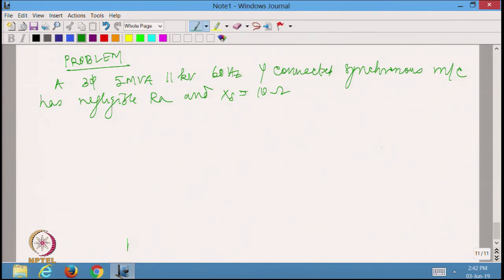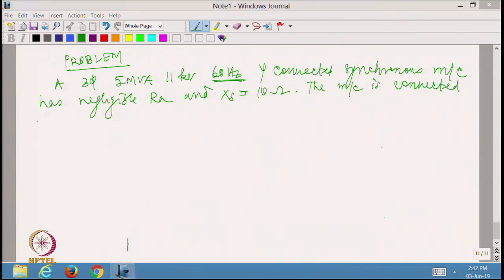Okay? And we have said it is already connected to a 60 hertz bus. So, we do not have to take the variation of XS at all. Okay? The machine is connected to an 11 kV 60 hertz bus or grid. Okay?